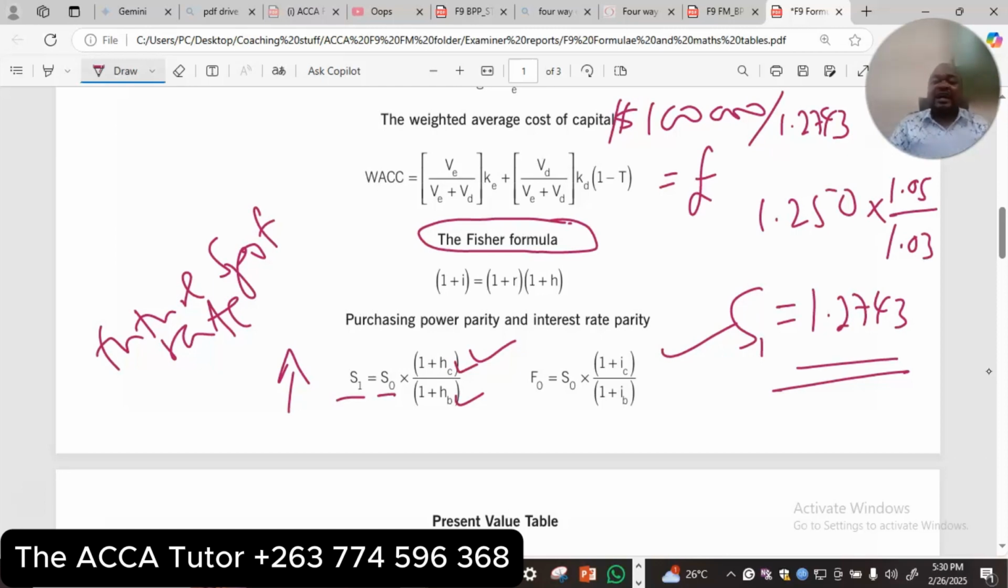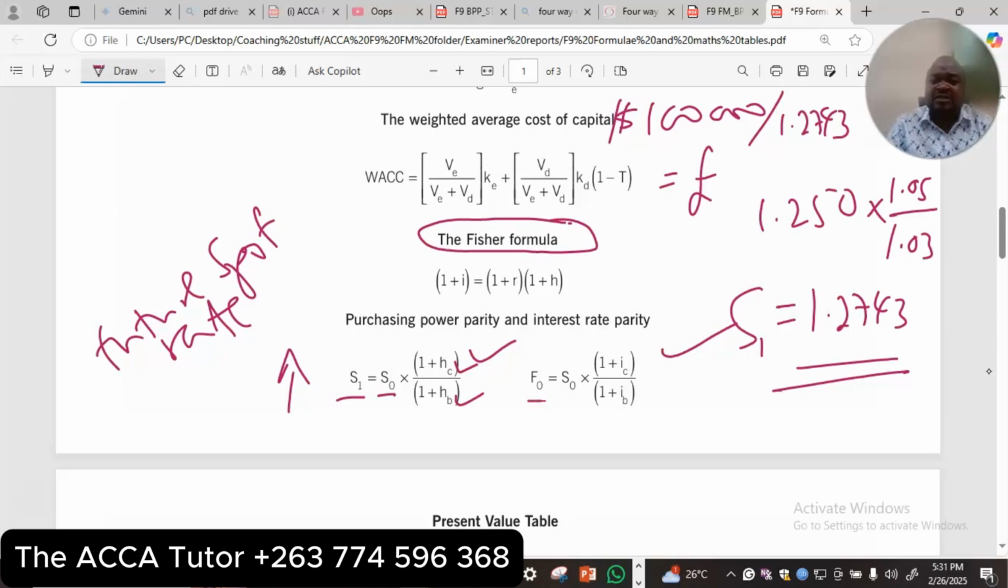So a country with a higher inflation is expected to have its currency weaker. That's the purchasing power parity theory. The interest rate parity is useful for the prediction of forward rates.